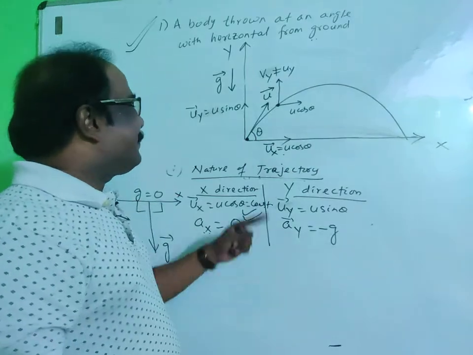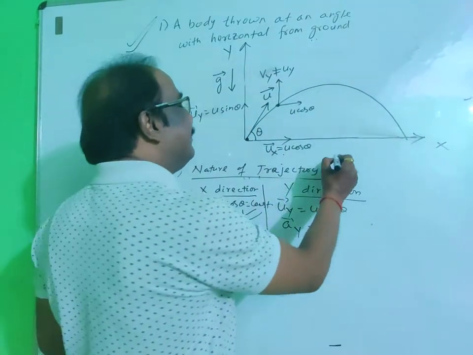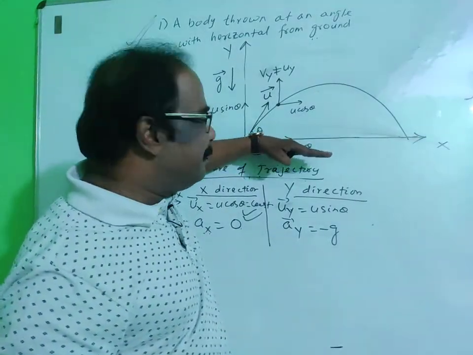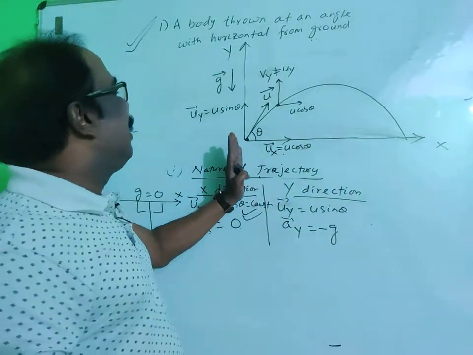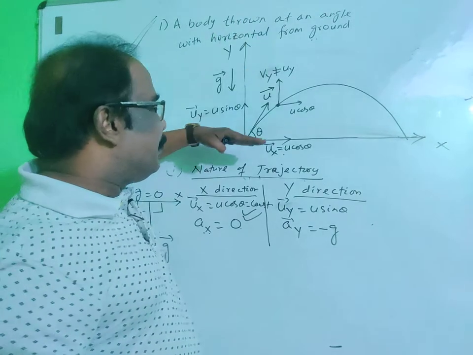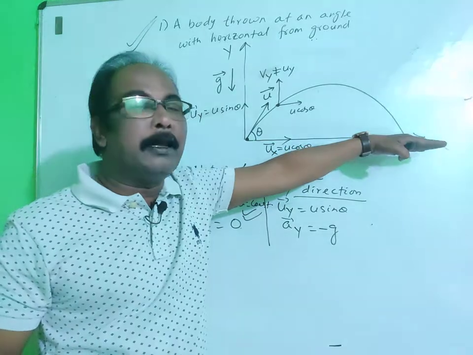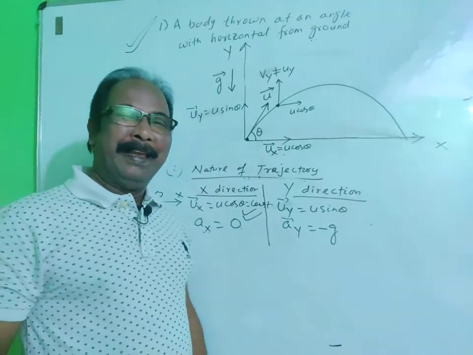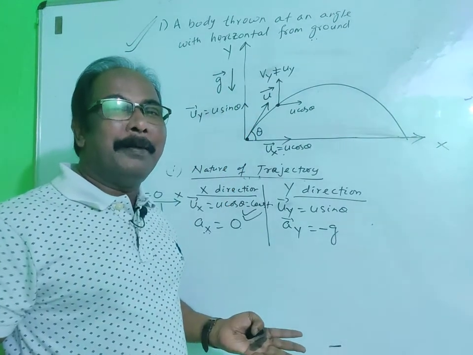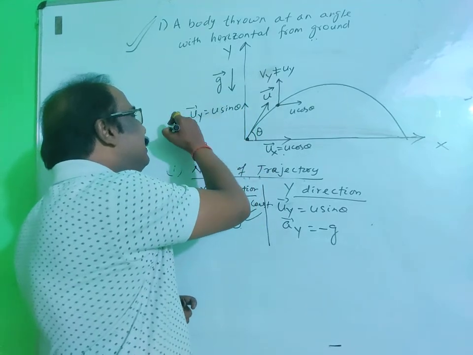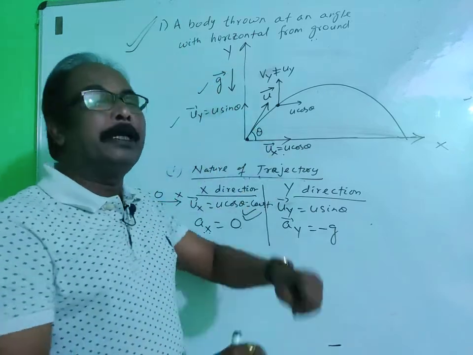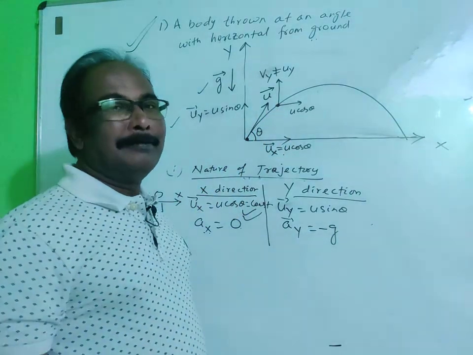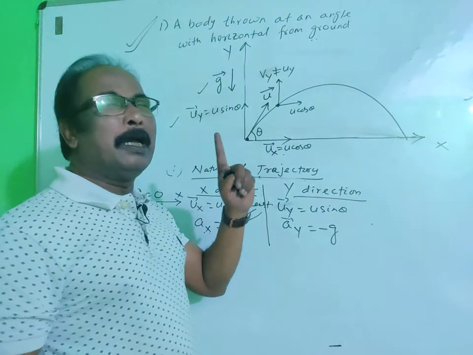Why? Because when a body is thrown, it moves under the combined effect of u cos theta, which tends to move the body along the positive x axis, and u sin theta, which tends to take the body upward along the y axis. But u sin theta is opposed by acceleration due to gravity, so this is retarded motion. Velocity and acceleration are in opposite directions. So what is the nature of motion? If a body is projected from the ground making an angle, then it moves under combined velocity.